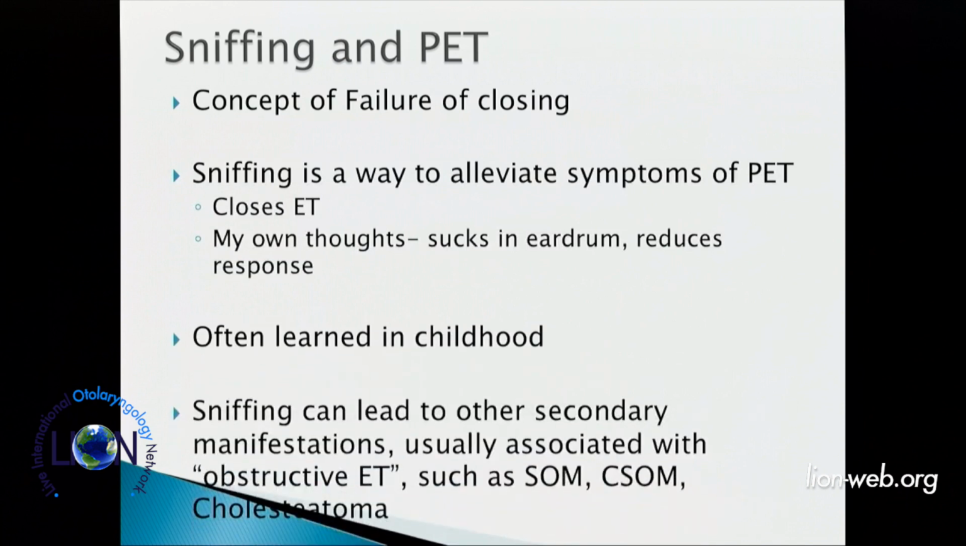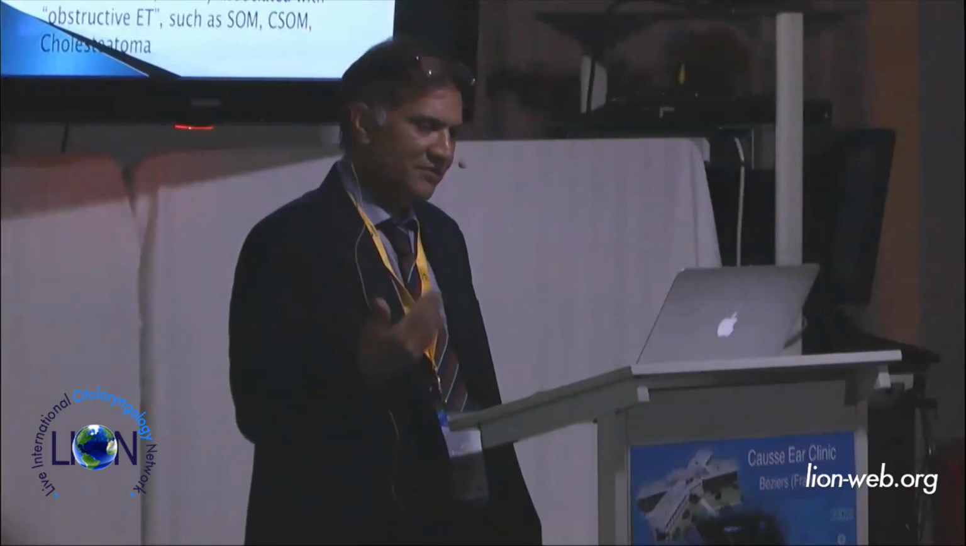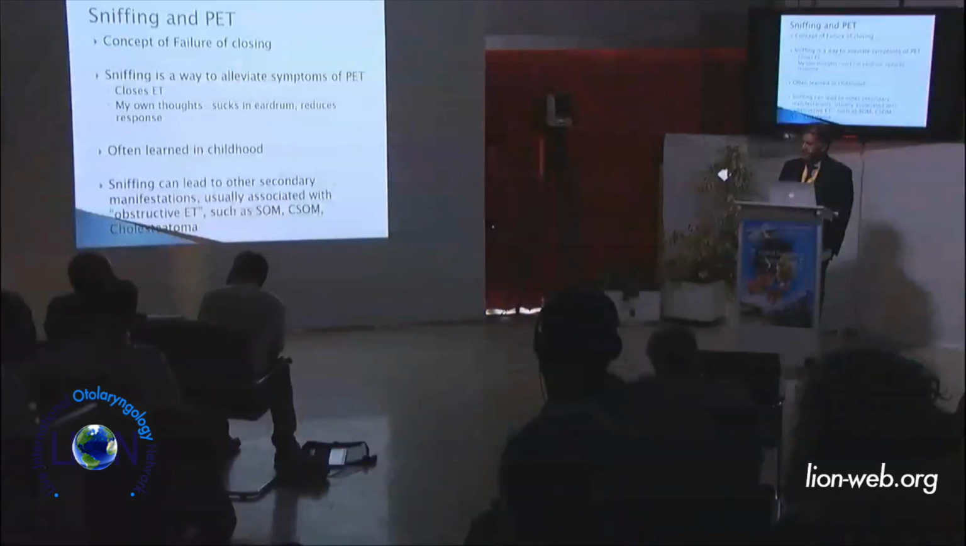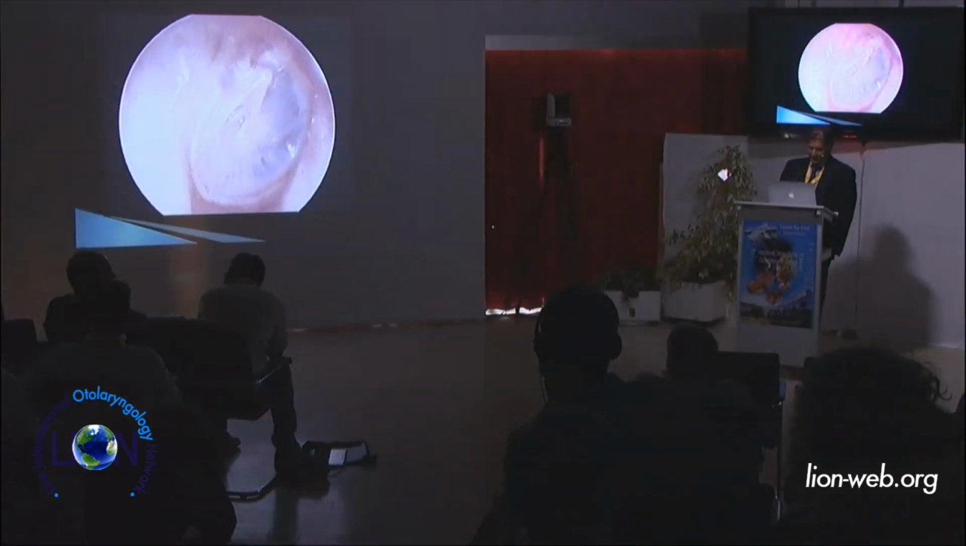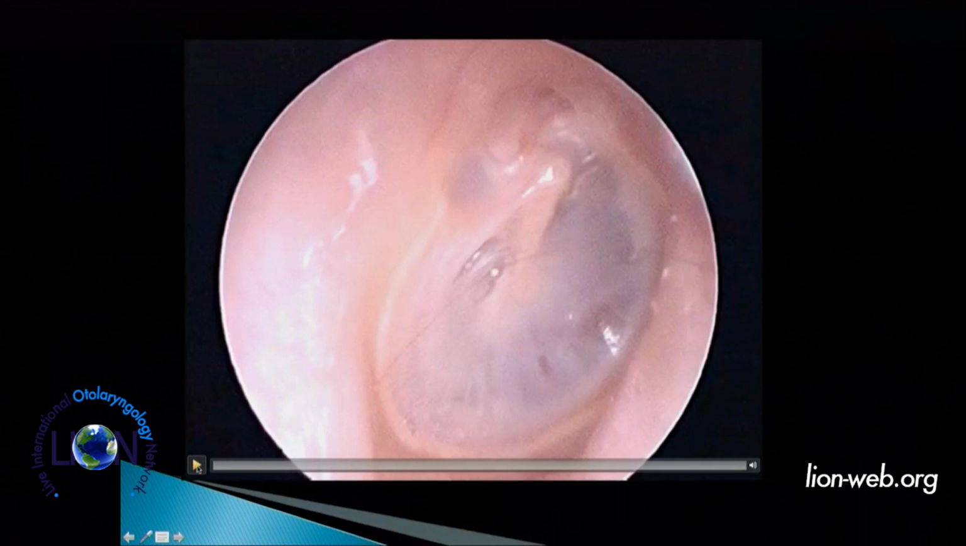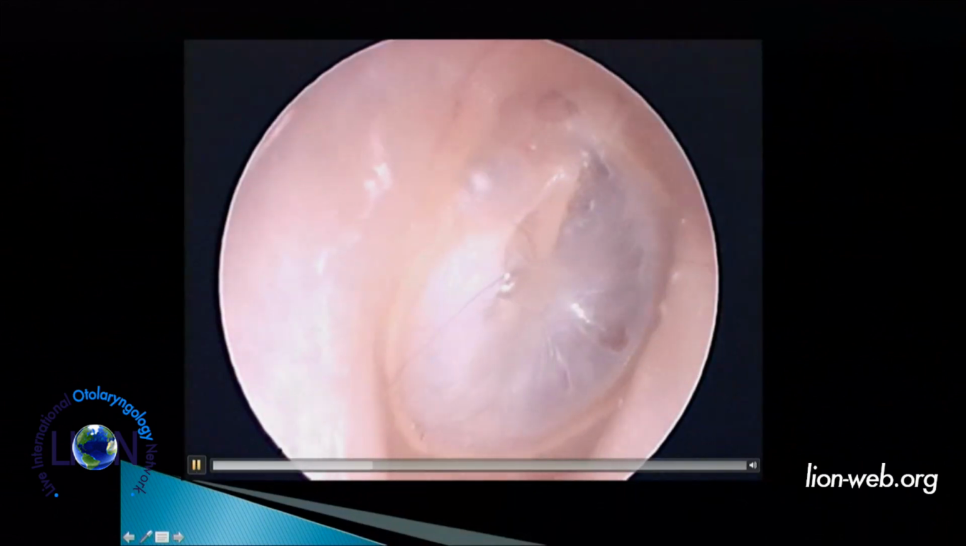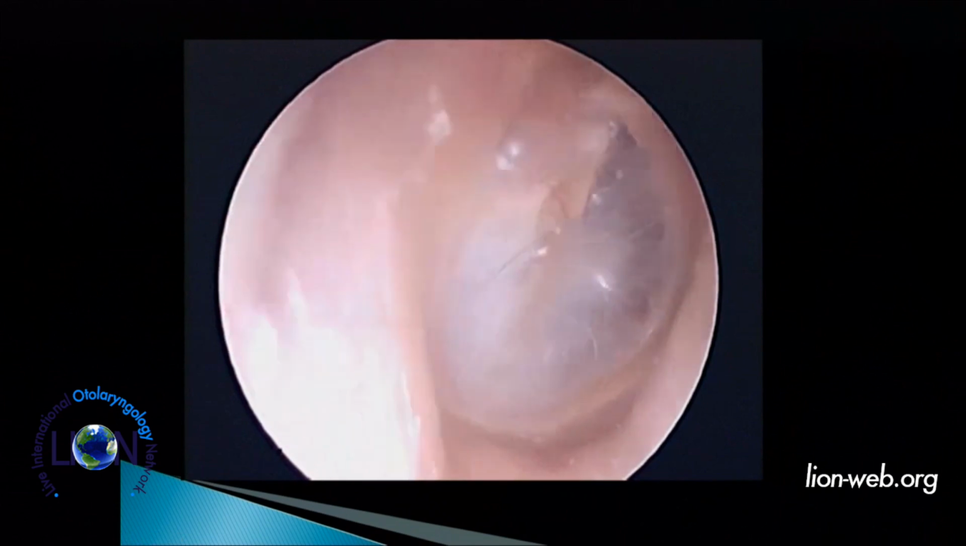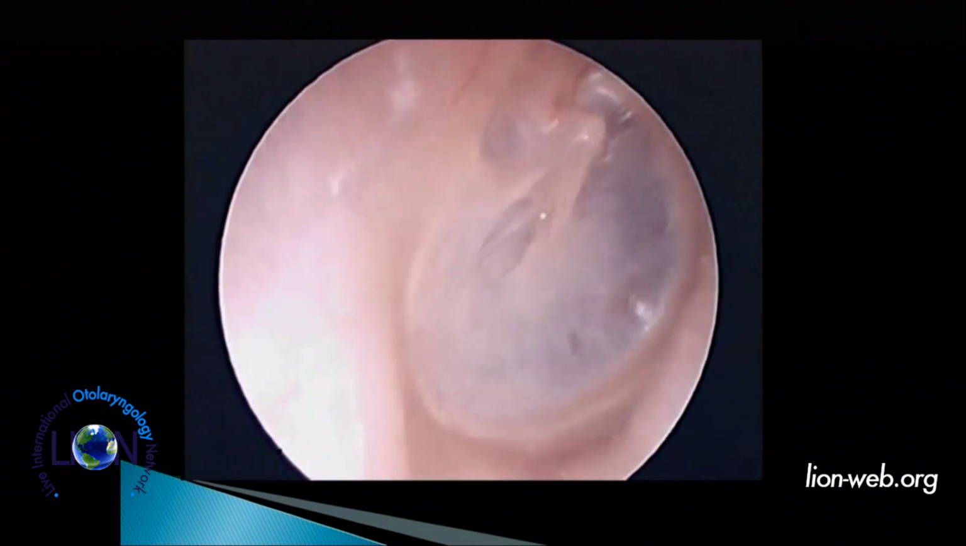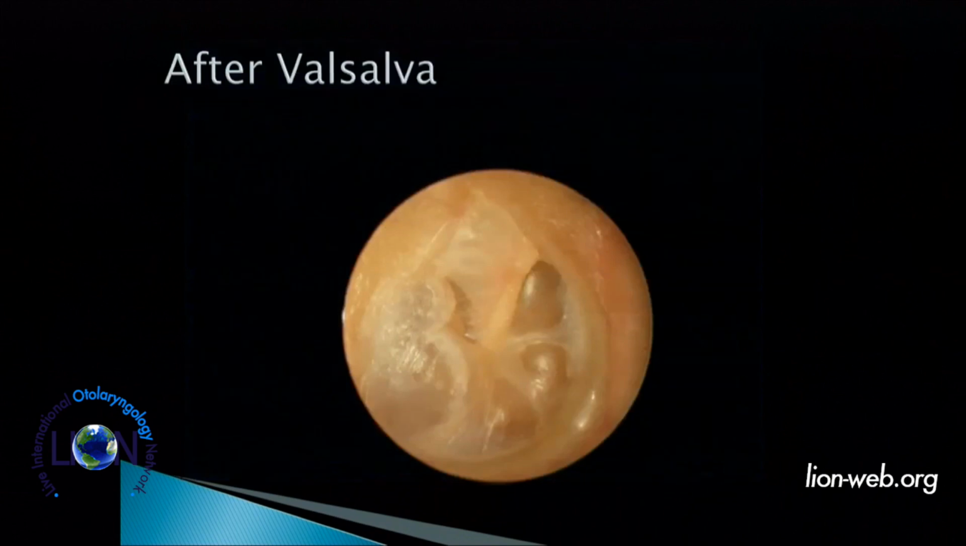So that can lead to negative pressure, it can lead to retraction pockets, serous otitis media, cholesteatoma. And here's an early sniffer. When you get them to Valsalva, they can pop the ear out, and then you get them to sniff, and they can pop it back in again. They can do that repeatedly. And if you see them later, this becomes very, very floppy. Okay, this is before Valsalva, after.